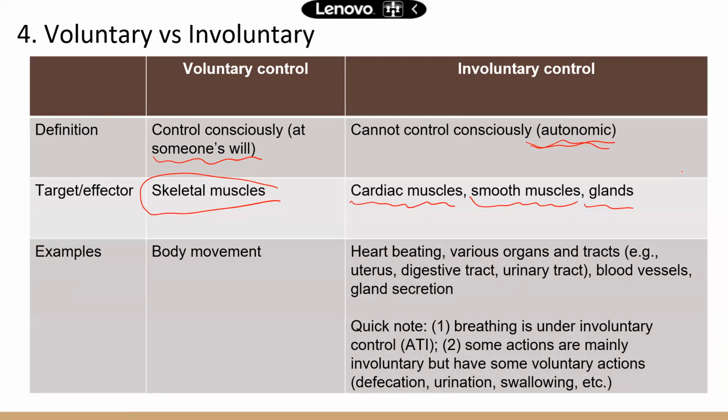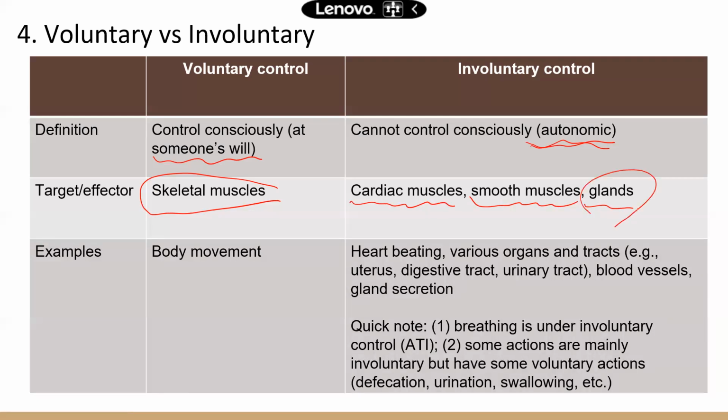We know that there's smooth muscle in the digestive tract, right? So let's say you get very, very nervous before a job interview, and you just feel like you have to go to the restroom. Now, can you consciously control your GI tract? Can you tell your GI tract, hey, don't contract, don't make me want to go to the restroom? You can't really do that, right? So smooth muscles are also under involuntary control.